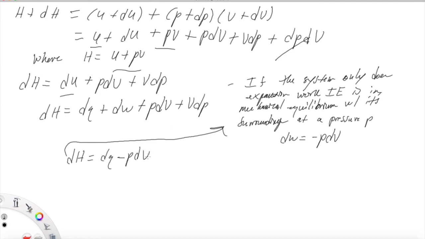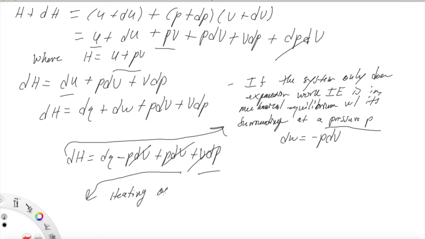But wait, we said that heating occurs at constant pressure. So that also gets rid of our term VdP because we don't have any change in pressure. It's constant. So we end up with dH equal to dQ at constant pressure. And that's why we use enthalpy in these situations, and we use internal energy to describe or evaluate processes that occur at constant volume as opposed to constant pressure.